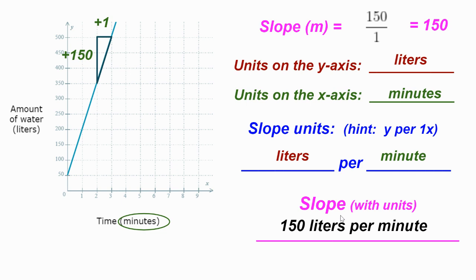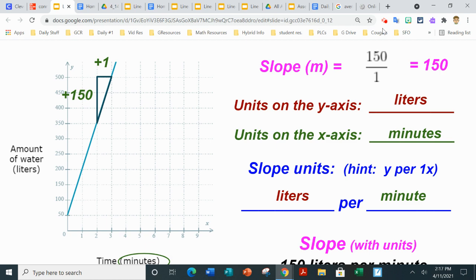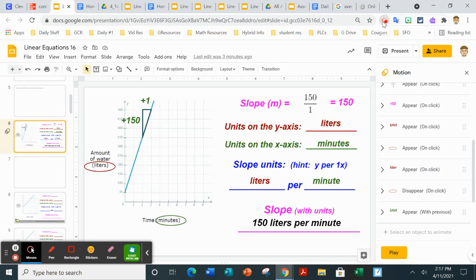Notice we don't even need a title to see all these different things just from the x-axis and the y-axis. All right, so let's put this all together. Make sure we can get our slope and get our correct slope units, put it all together for our final answer. All right, let's go ahead, practice this, and see how easy this can be.